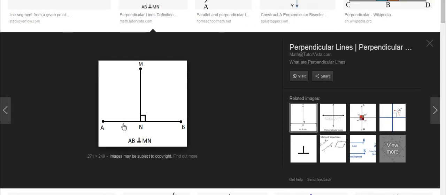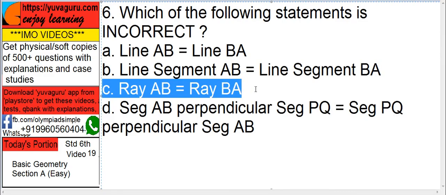AB perpendicular to MN is equal to MN perpendicular to AB, because both are at 90 degrees. So only C is incorrect.